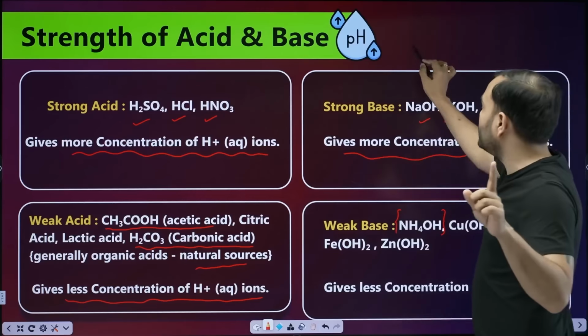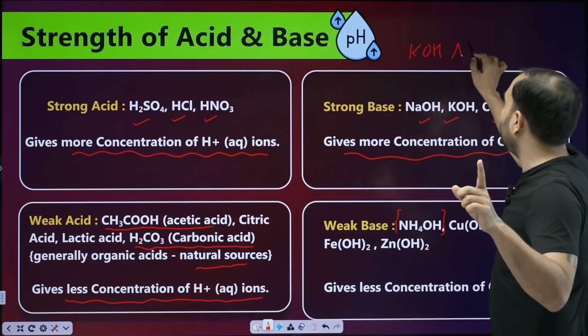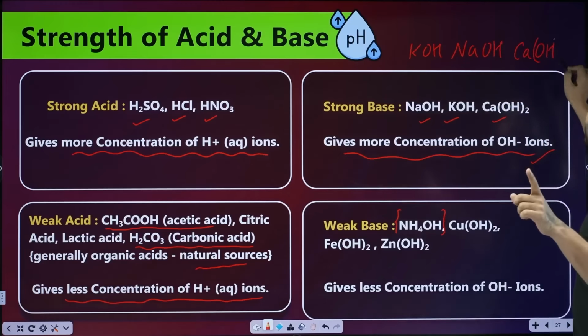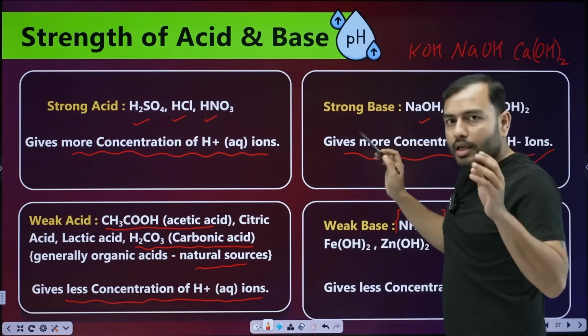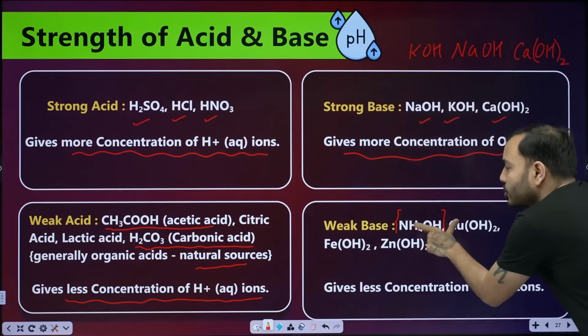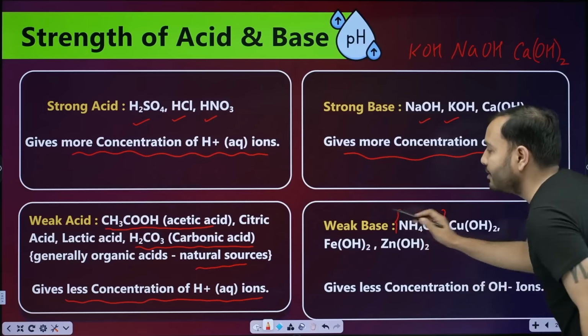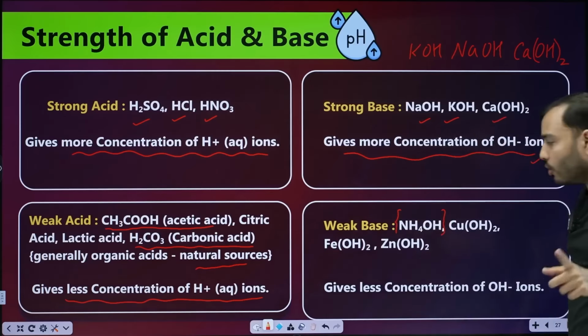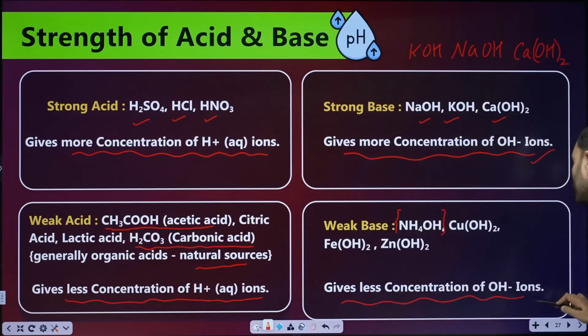Remember the strong ones, three strong: KOH, NaOH, and calcium hydroxide. Rest all are weak except these. This is special: ammonium hydroxide, a weak base. Others like copper hydroxide, zinc hydroxide, they are weak. Why are they weak? They give less concentration of OH ions.